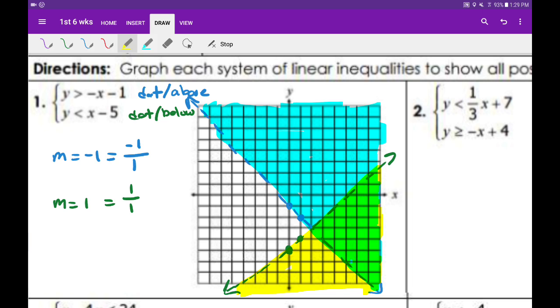Okay, and all in that green area, this is where our solutions are. Any point I pick in that green area, if I plugged it into the x and the y, it will make each inequality a true statement.